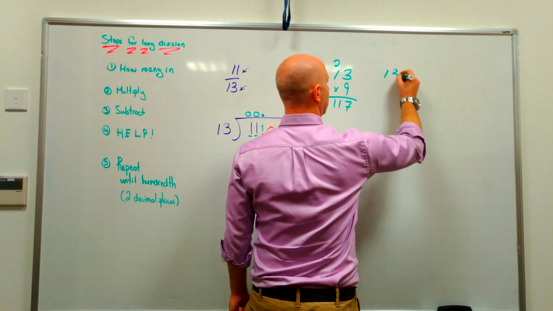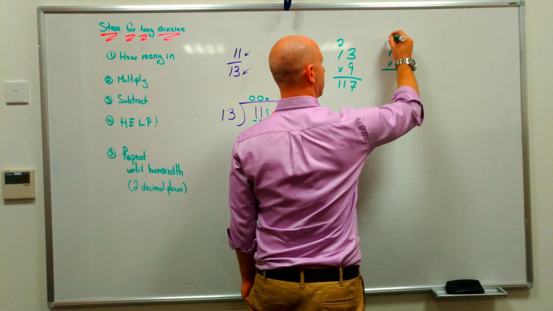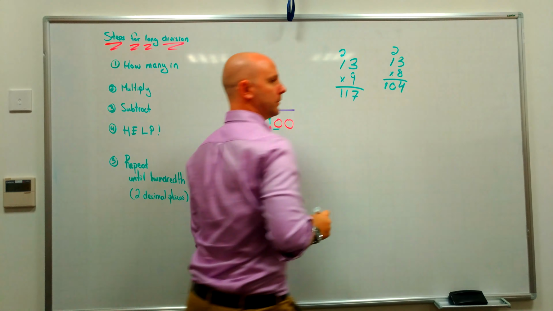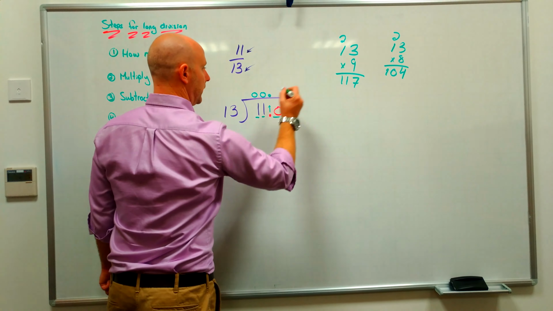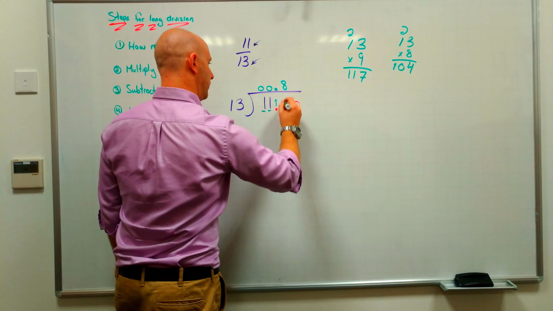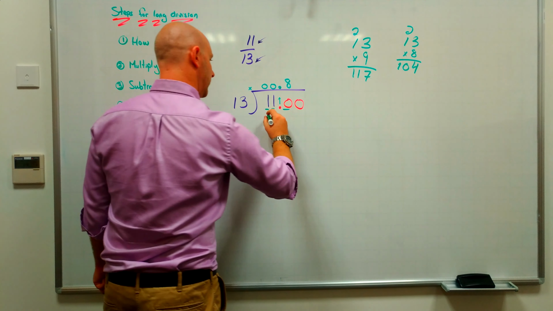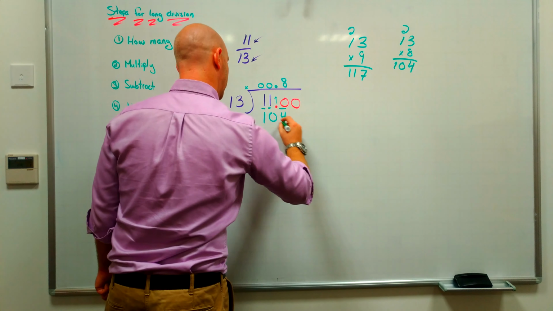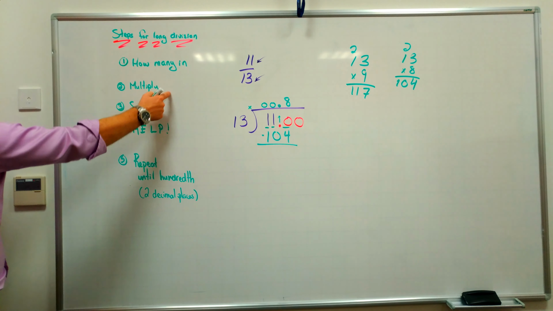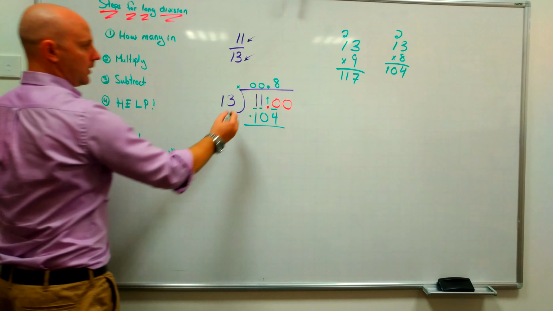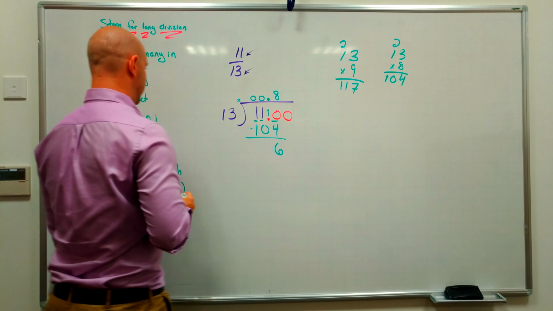So I do it again. I reevaluate. 13 times 8. 3 times 8 is 24. And that's 104. That's a much more reasonable calculation. So I know that it's going to be 8. So I put my 8 above over here, the 110. And I do my multiplication. 8 times 13 is 104. And I subtract. That was my third step. I did how many? I did my multiply. I get into subtract. 110 minus 104. We can probably do that math in our heads. That leaves 6 left over.